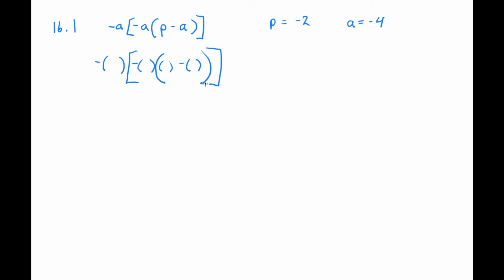So now let's drop in our values. So we have P is -2. There's only one P. That's right there. The rest of them are A's, and that's -4. So -4, -4, -4. All right, so let's simplify this and rewrite it.